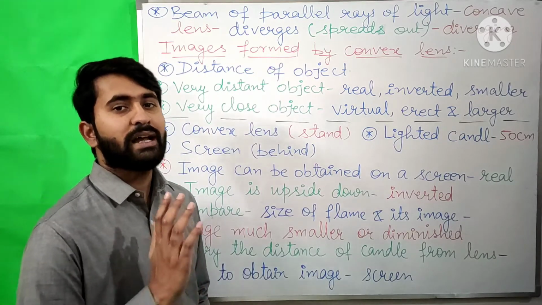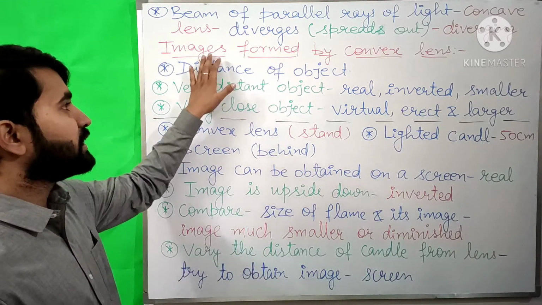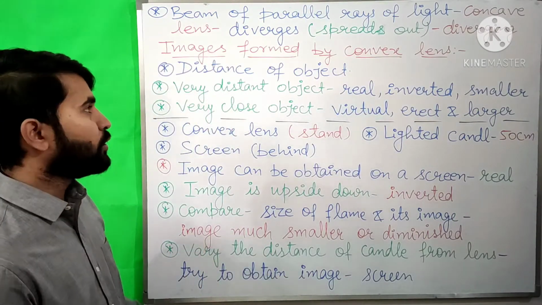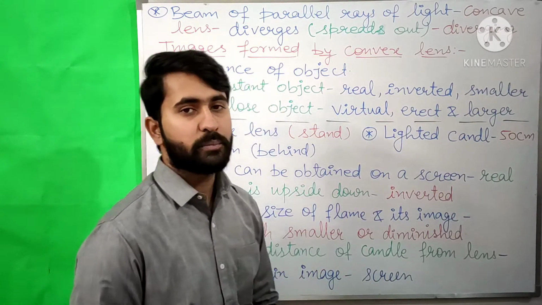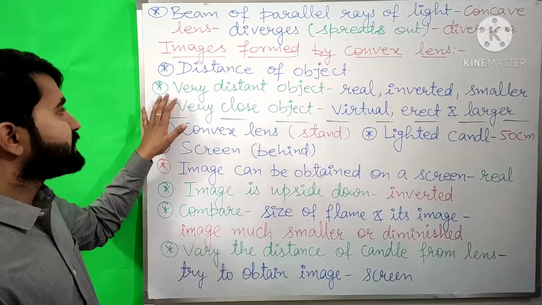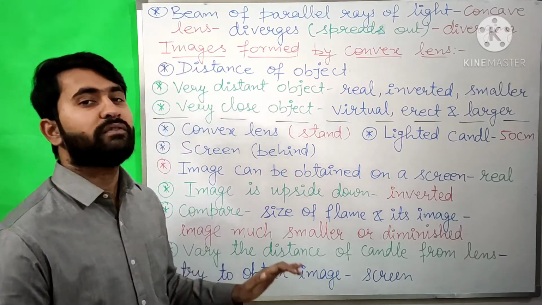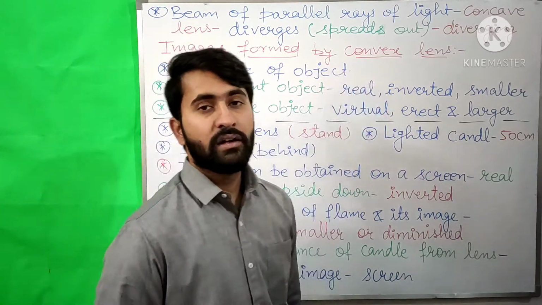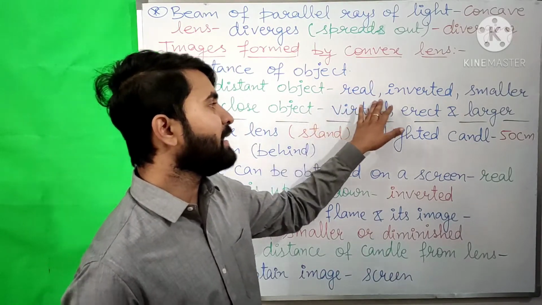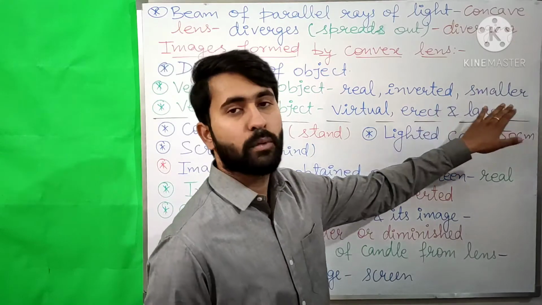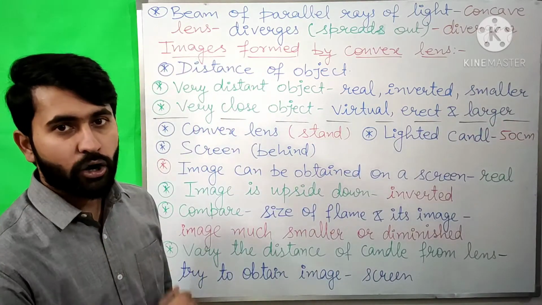The nature and the size of the image that is formed by a convex lens depends upon the distance of the object from the convex lens. For a very distant object, meaning a very far away object, a convex lens forms a real and inverted image, and the image formed is much smaller in size than the object.